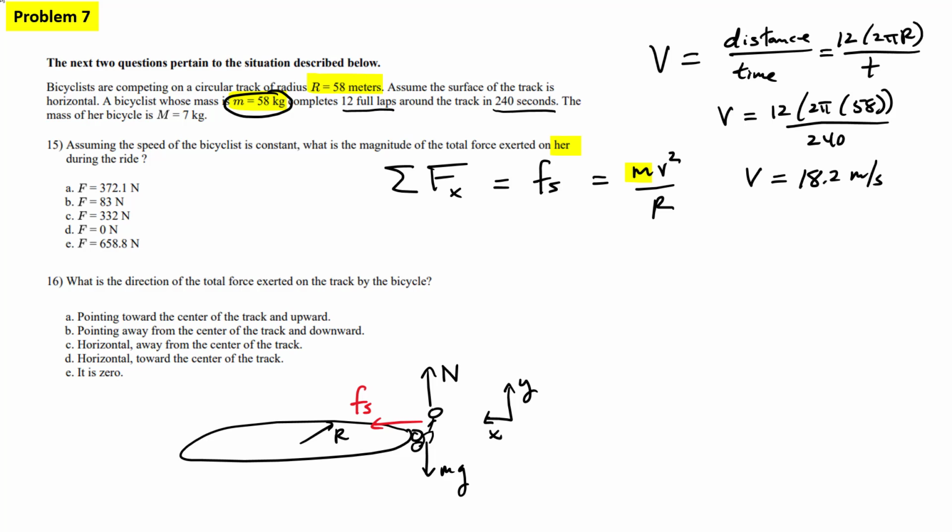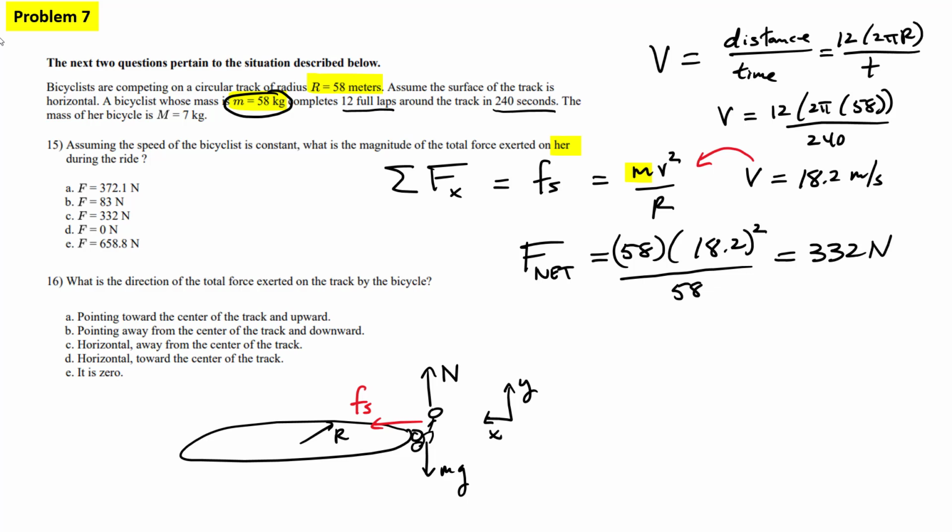Once you have that speed, now we can substitute into my centripetal force equation. So now the mass is 58 only. What else? The speed is 18.2 squared. And the radius of that track happens to also be 58. So this is really the net force, or the total force, acting on her. You put that in a calculator and I should get a value equal to 332 newtons. That means choice C is the best answer if you're looking for the force acting on her.